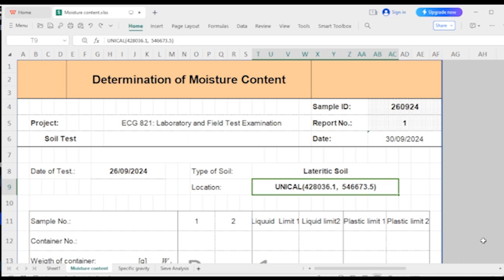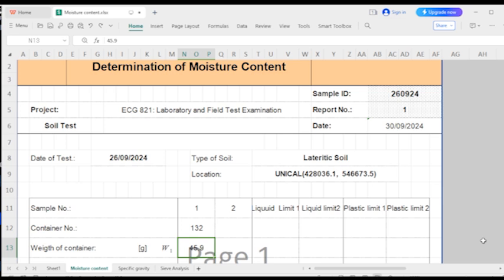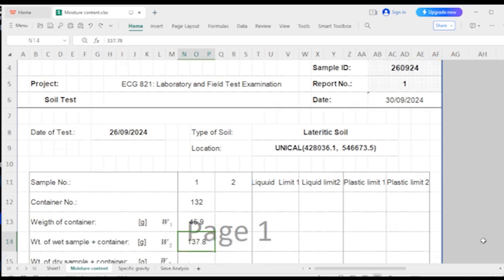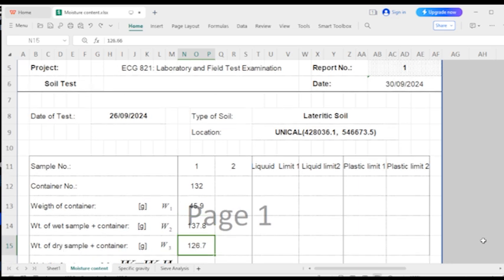Then the container numbers are as follows. For the first one, 132, with a weight of 5.9. That's the weight of the container. Then we also consider the weight of the sample and the container, which is 137.8. Consider the weight of the dry sample plus container after it has been subjected to the oven for 24 hours at a temperature of 105 to 115 degrees Celsius.